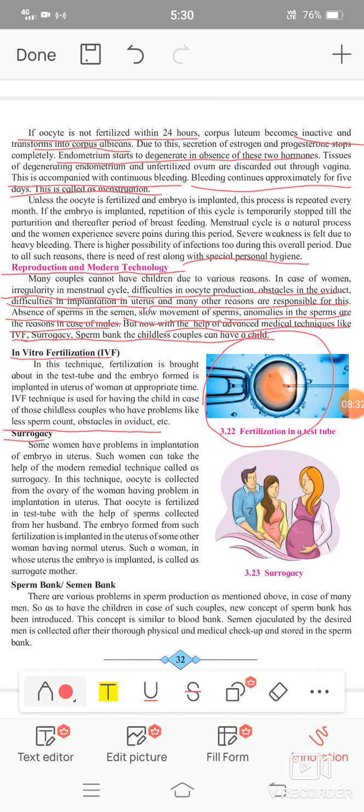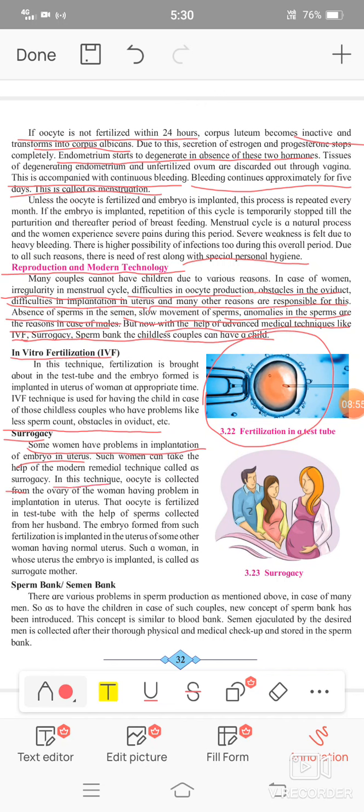So what is meant by surrogacy? Some women have problems in the implantation in the uterus. Some women do not have an appropriate size of uterus, or the development of the uterus is not good. Such women can take the help of the modern remedial technique known as surrogacy.